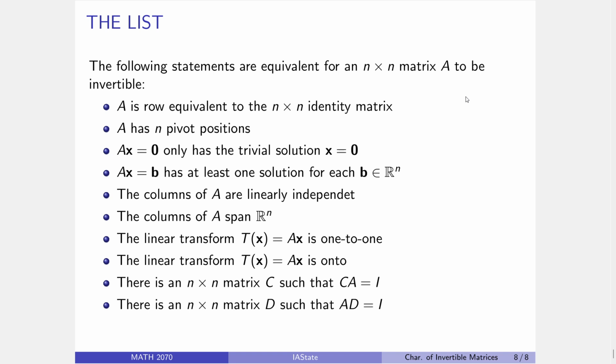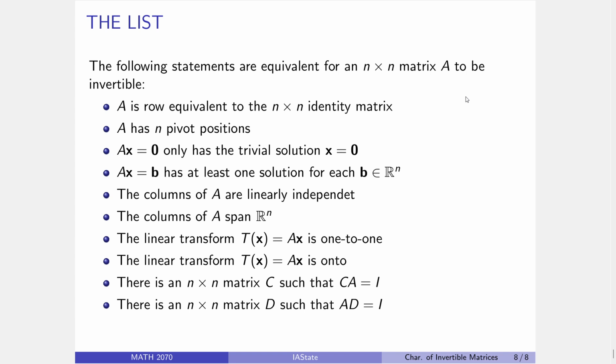The columns are linearly independent. The columns span. The linear transform is 1 to 1. The linear transform is onto. There is a matrix such that multiplying on the left gets me the identity. There is a matrix multiplying on the right that gets me the identity. All of this guarantees that our matrix is, in fact, invertible. Exciting. Alright, so there's the big old list. Look at it in all of its glory.